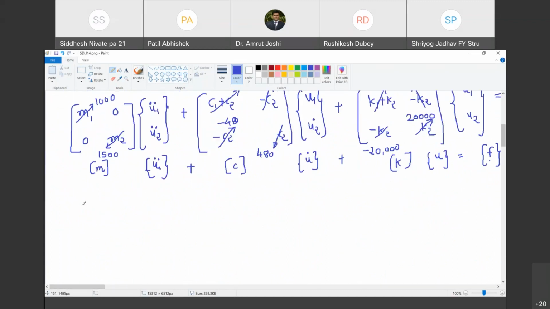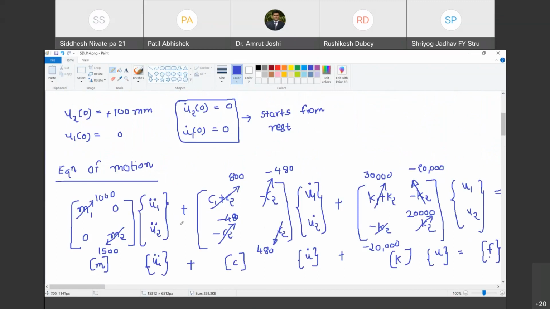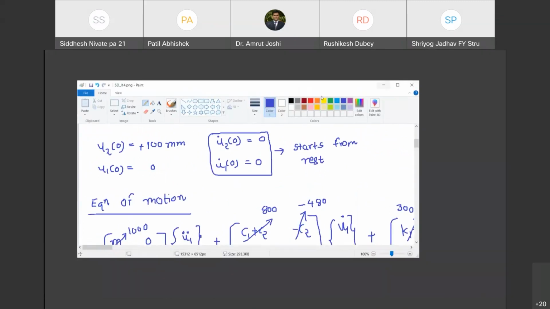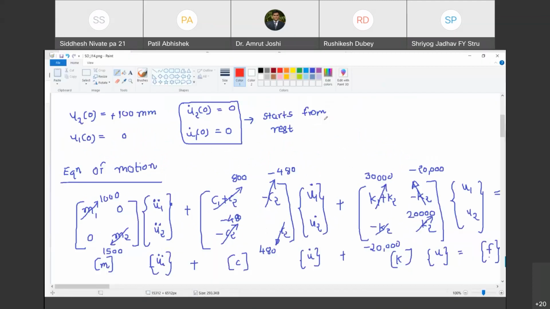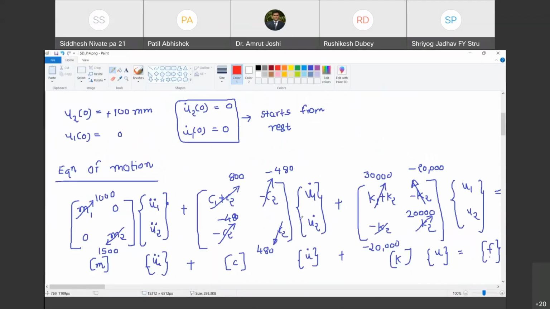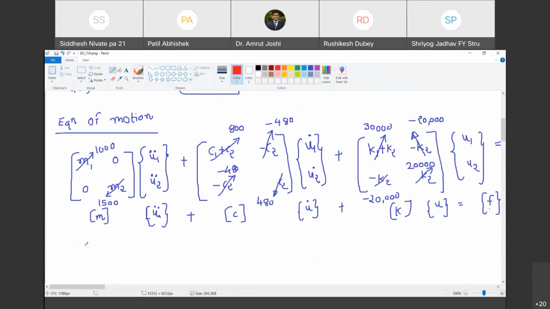And of course, what are the boundary conditions? I need to mention boundary conditions. Without mentioning these boundary conditions, the mathematical definition of this problem is incomplete. So along with this matrix differential equation, this is in fact a set of two differential equations, and to that we have boundary conditions. What are the boundary conditions? U1 of 0 is equal to 0.